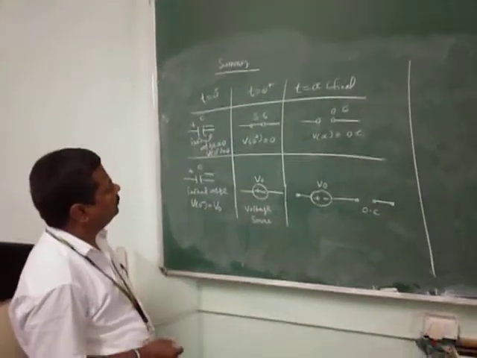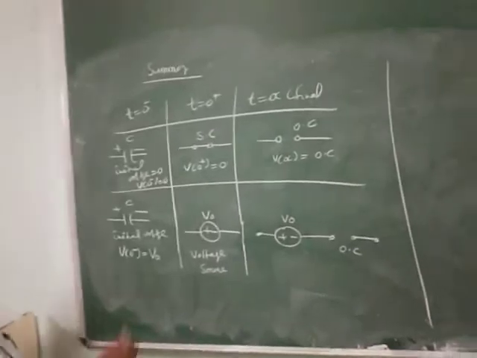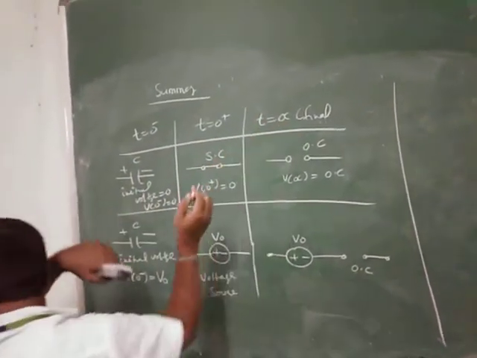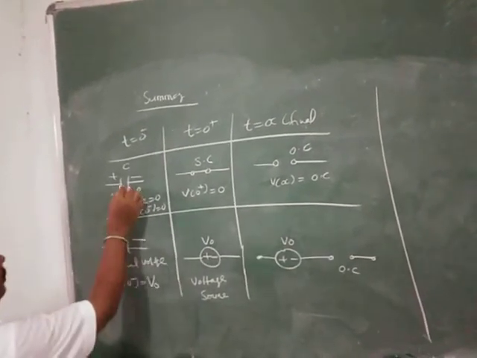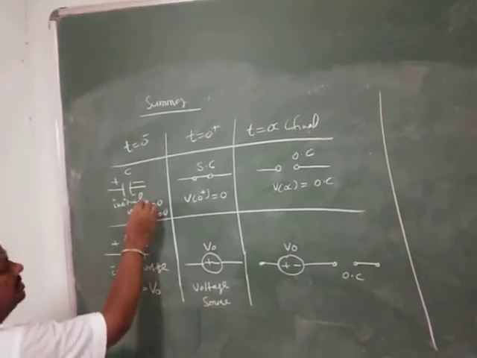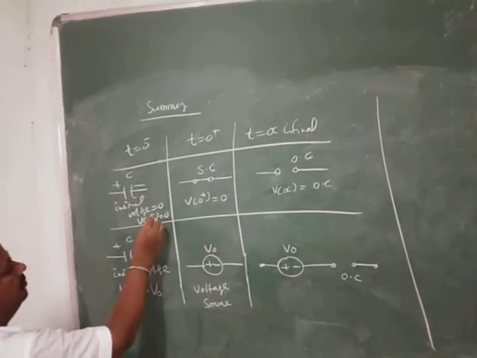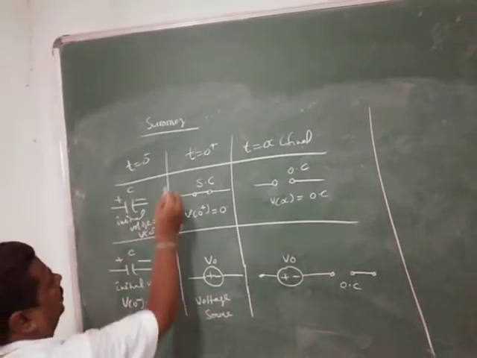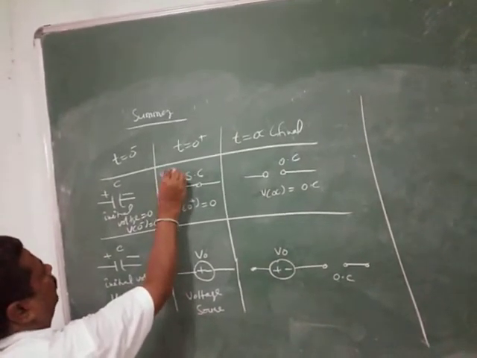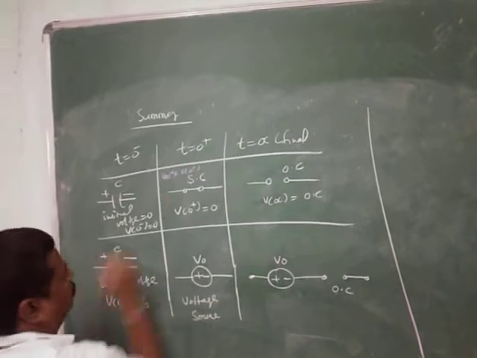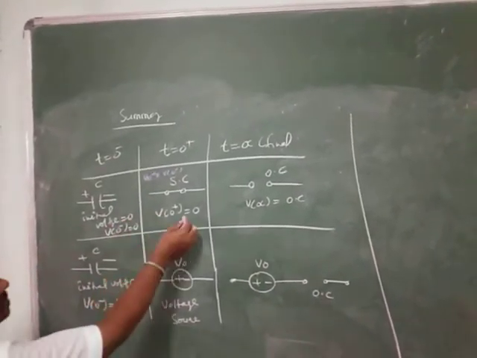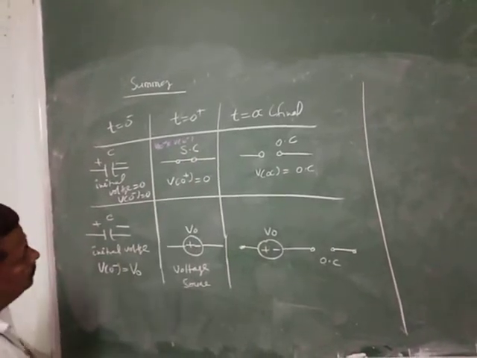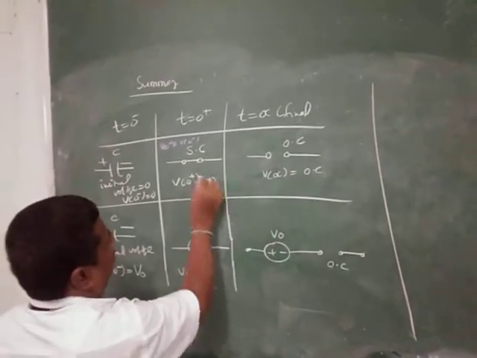Now, the summary of capacitor initial values: at 0 minus, 0 plus, and t equal to infinity. Now this is the capacitor. We are considering the initial voltage is equal to 0, V of 0 minus is equal to 0. According to our previous derivation, v of 0 plus is equal to v of 0 minus. Here 0 voltage, here also 0 voltage. How to represent 0 voltage? 0 voltage is a short circuit. So v of 0 plus is also 0.